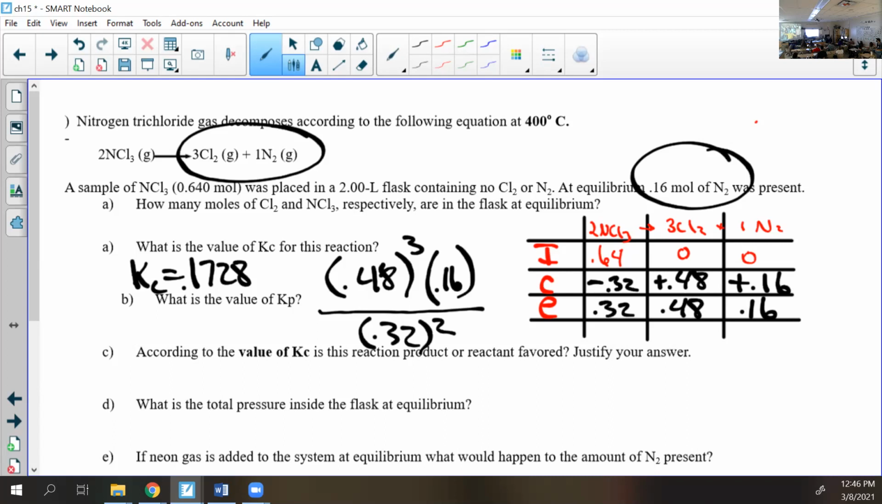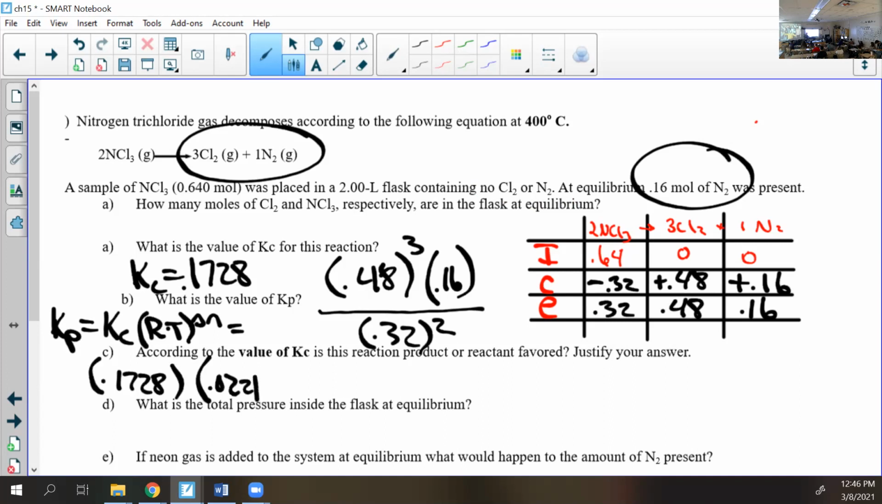The value of Kp, so Kp is equal to Kc times R times T raised to delta N, correct? Yes. I plug that in, I have 0.1728 times 0.0821. Whoops, hold on. Times temperature was 673. And then it's 4 minus 2. So it's squared, right? Yes, Grace.